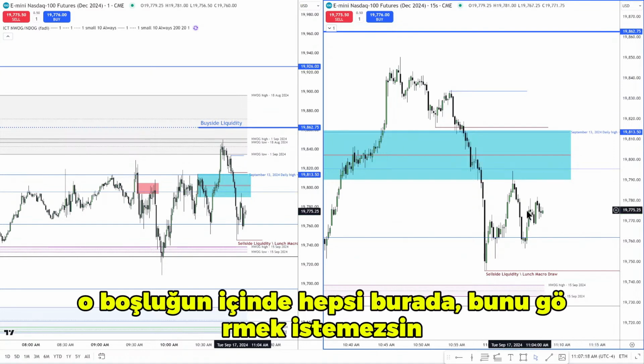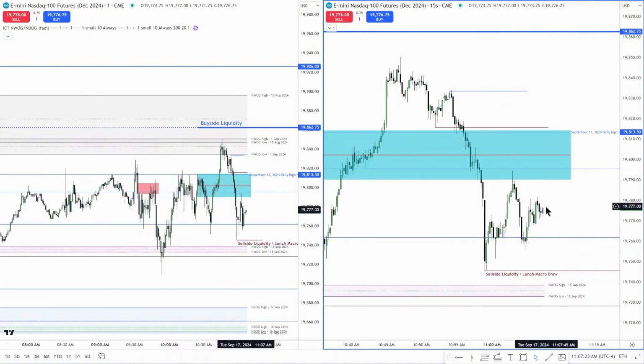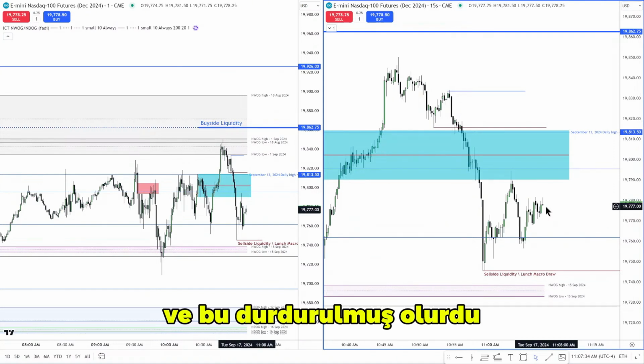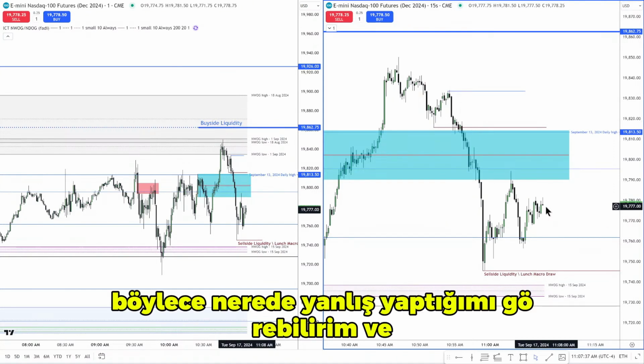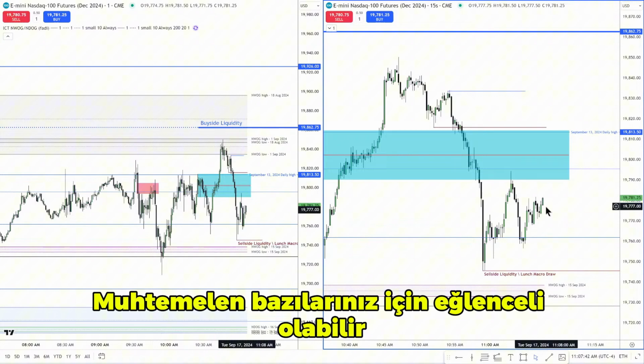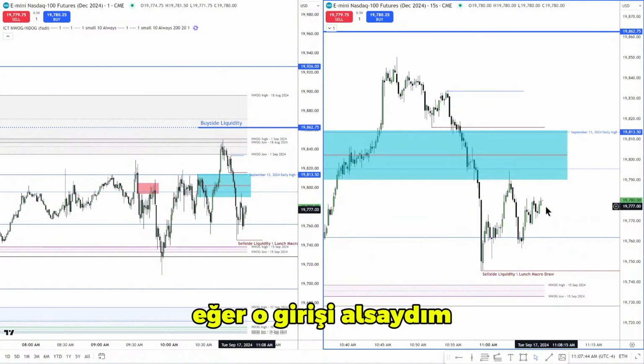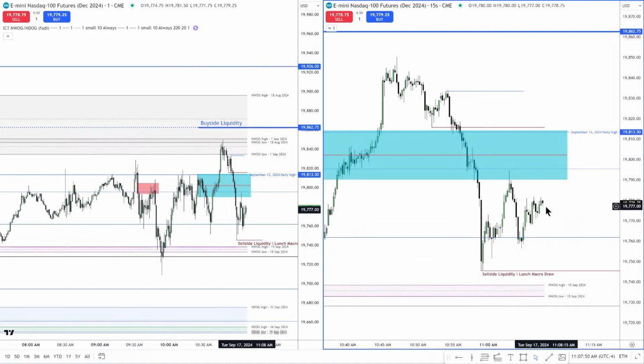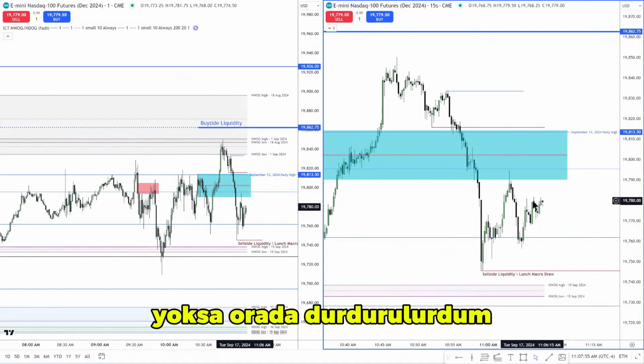See how much time it's staying inside that gap all here. You don't want to see that. And that would have been stop out. So I can see where I'd be wrong. And as much as it would probably be entertaining for some of you if I would have took that entry, I just know that it's not there. It's not there yet. But using that one, you would have been stopped out, or I would have been stopped out there.